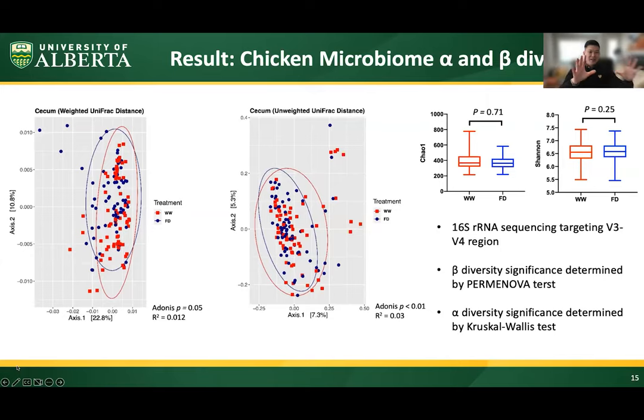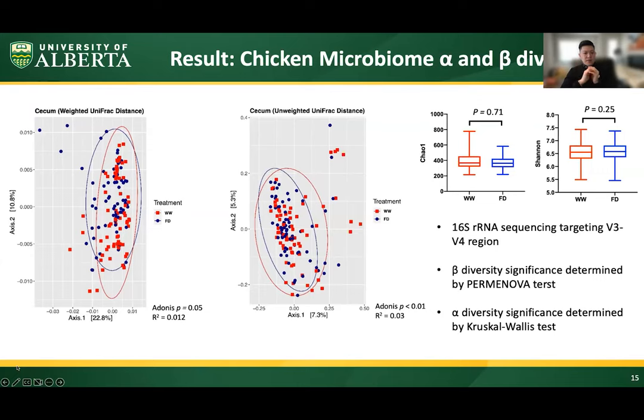I know these graphs are a bit arbitrary to understand. Let me try to explain this way. So imagine this. We compress all the microbes in each chicken gut into one dot and calculate the differences between two different chickens to see how different they are. The further away they are, the more different. So using this visualization, we can see the dissimilarity of the gut microbiota of chickens between the two treatments.